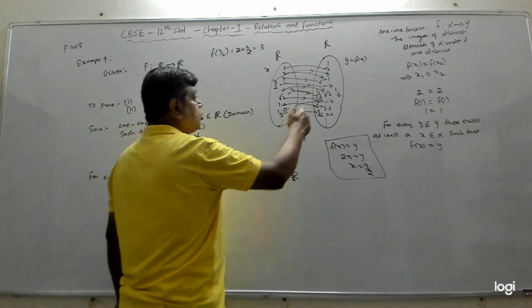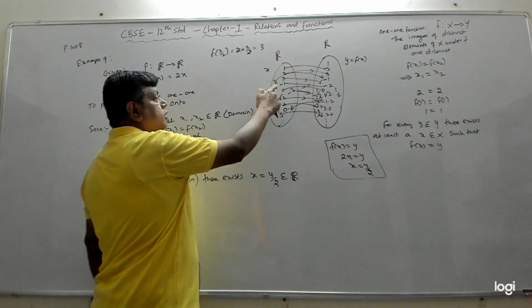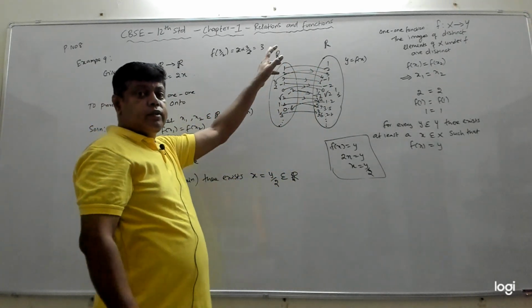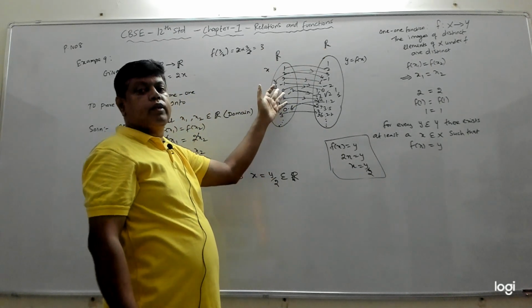See, in the earlier case also, 3 by 2 will go to 3. But in the earlier case, it was from natural numbers to natural numbers. 3 by 2 was not part of the natural numbers, and 3 by 2 is not a natural number.